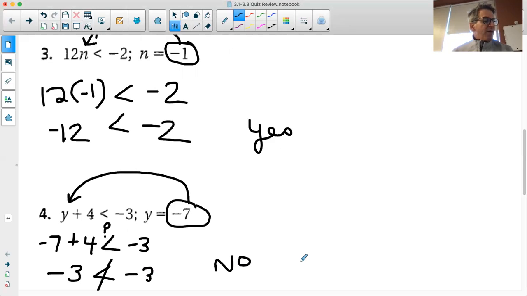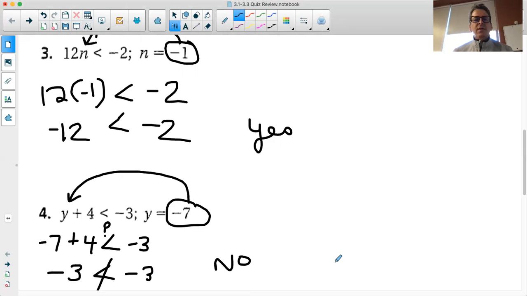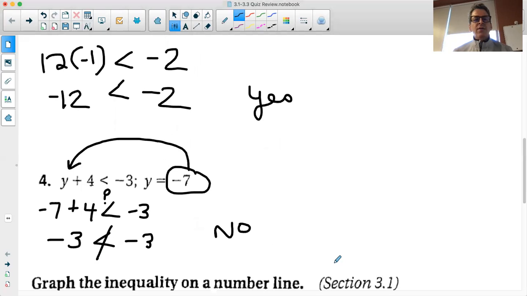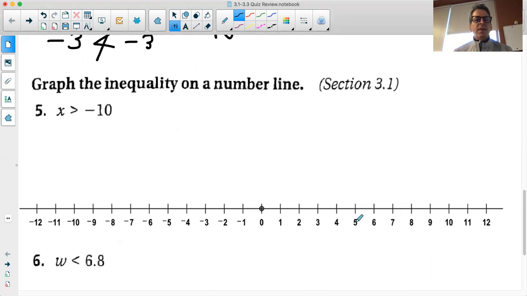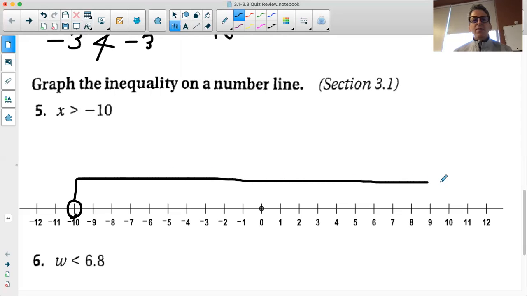Moving on to number 5, graphing. So in graphing, you want to be aware of your closed circle and open circle and the direction of which way you're going with the graphs. Number 5, x is greater than -10. So at -10, we're going to have an open circle, and we're going to graph everything to the right, which would be greater than -10. And it's an open circle because we're not including the value at -10.